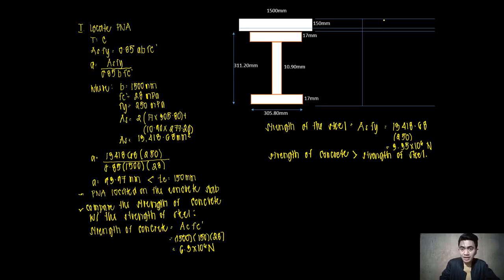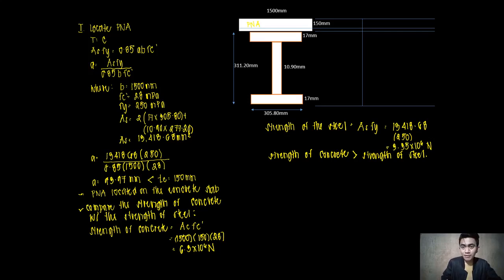So say for example, the top part now is our plastic neutral axis. Wherein if I were to represent this part, the plastic neutral axis, wherein if we are going to create our diagram for us to be able to determine now our nominal moment capacity.